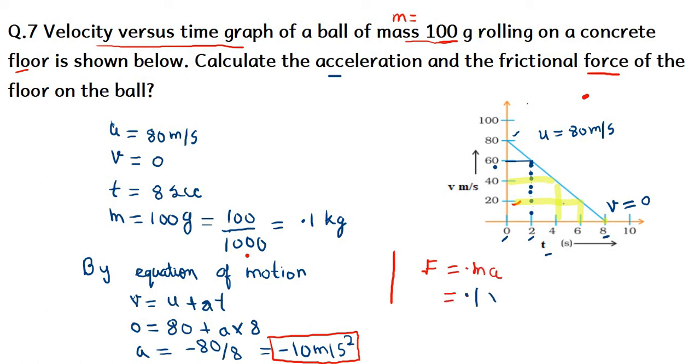Now by using the formula F is equal to ma, we will have force as negative of 1 Newton, opposing force. I think it is clear to you, student.